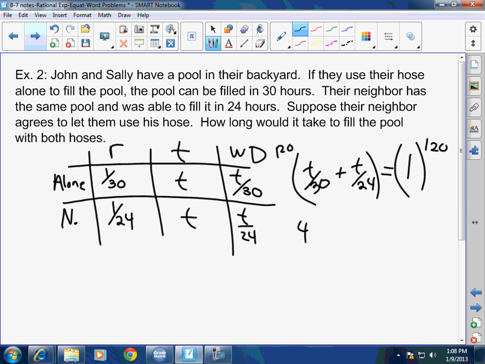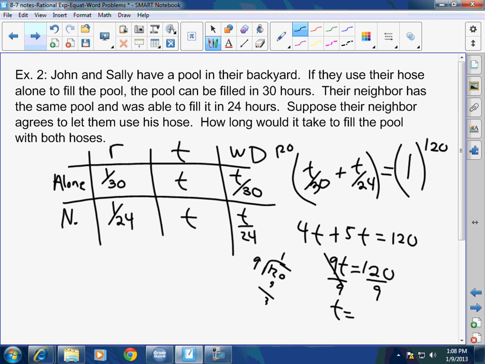120t divided by 30, we're talking about 4t. And then plus 5t equals 120. So this is 9t equals 120, divided by 9. T will equal, let me just do it out. It's going to be 13.3, right? Is that right? So T got 27, and then I got the 3. Yeah. So T will be 13 and 1/3 of an hour. That's how long it's going to take them to fill the pool using both hoses.